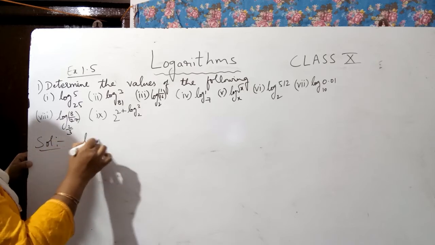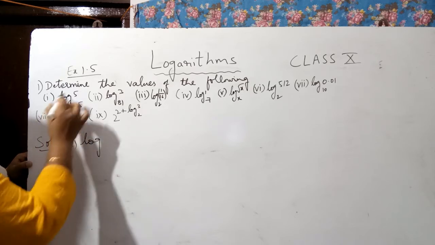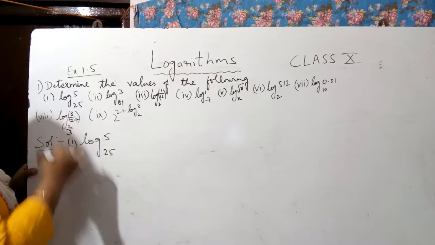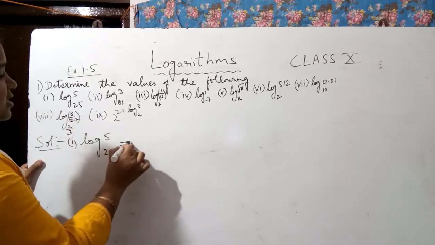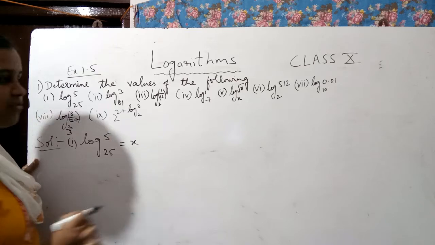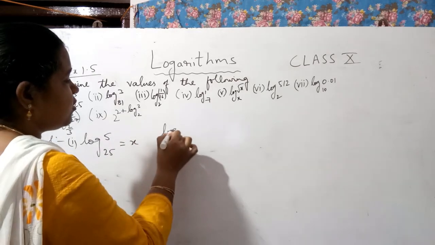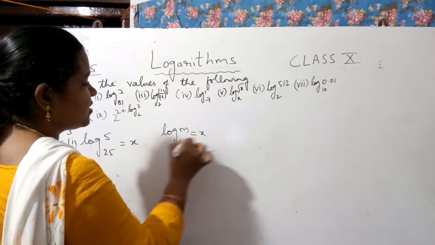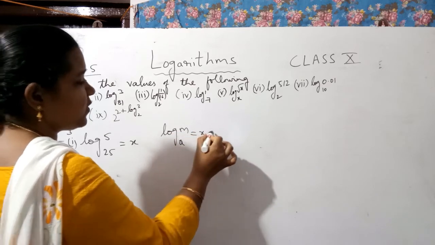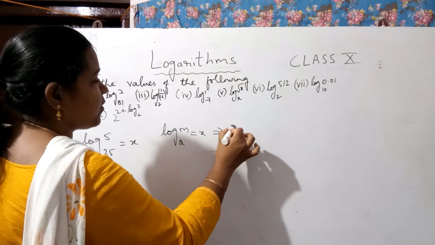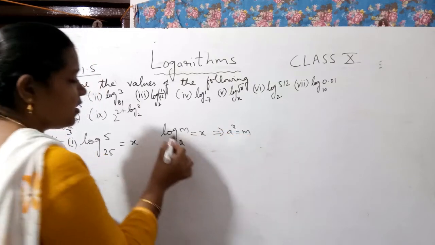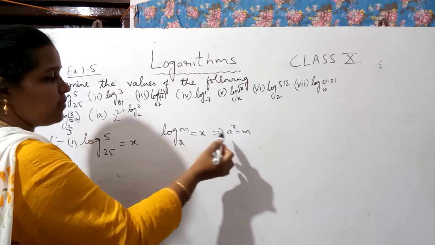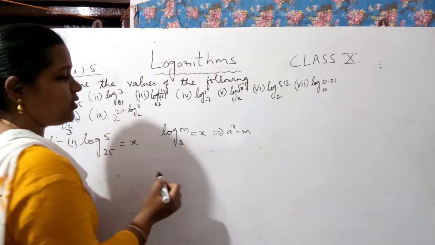So we have to find the value of the first bit, log 5 base 25. Let us take log 5 base 25 is equal to x. We have a formula. If log m base a is equal to x, then we can write a power x is equal to m.